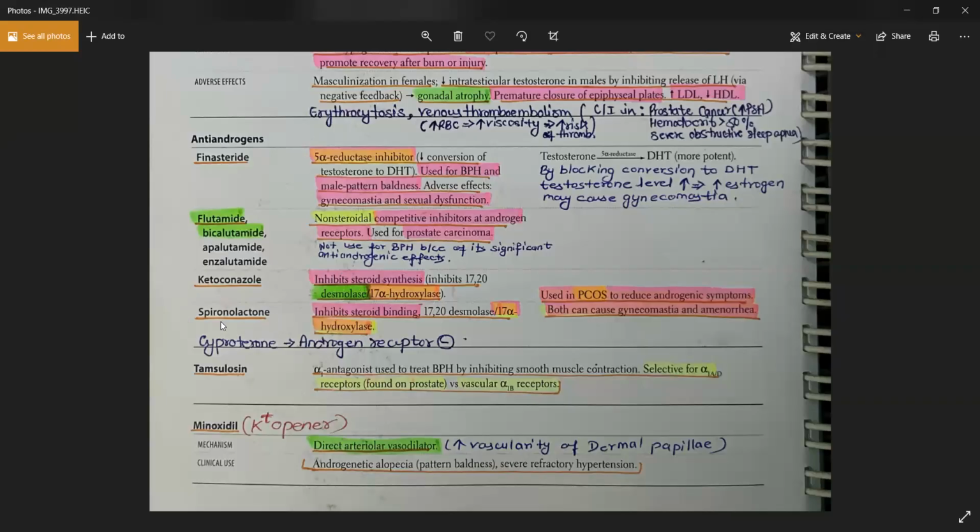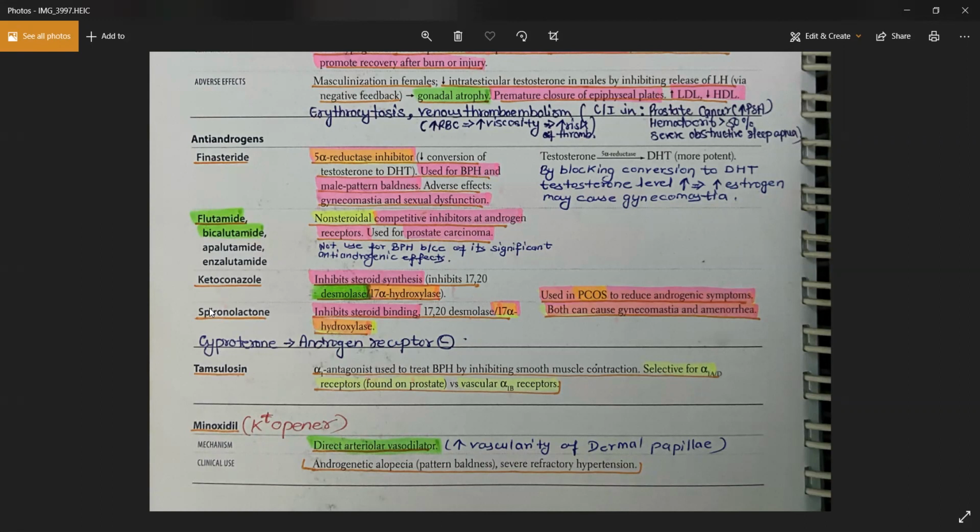Another important drug, which is a receptor inhibitor, is cyproterone, which is not mentioned in First Aid, so you can write it down. So cyproterone, spironolactone, ketoconazole, these are all inhibitors. Spironolactone is both a receptor inhibitor as well as a synthesis inhibitor. Sorry, ketoconazole is a synthesis inhibitor, not a receptor inhibitor. And cyproterone is a receptor inhibitor.